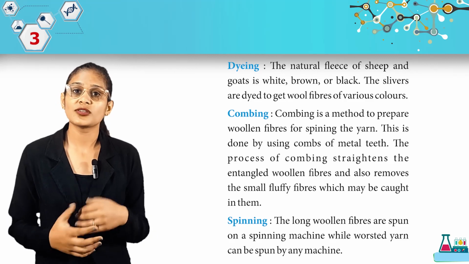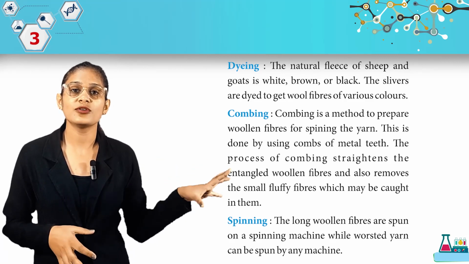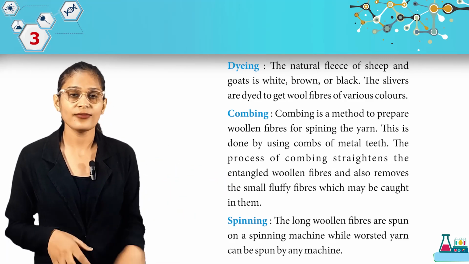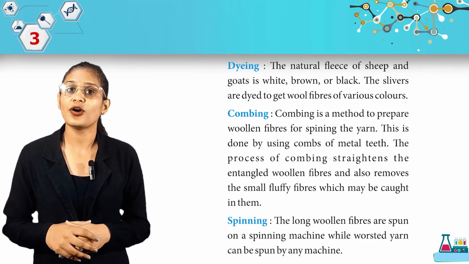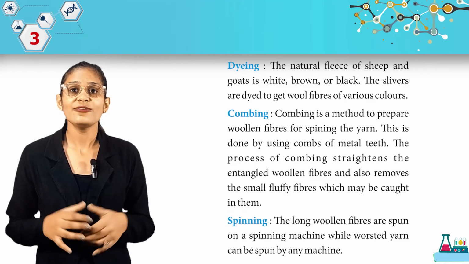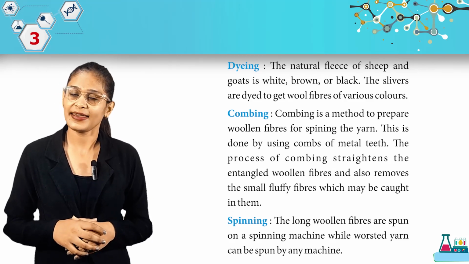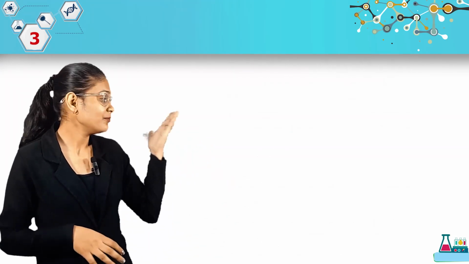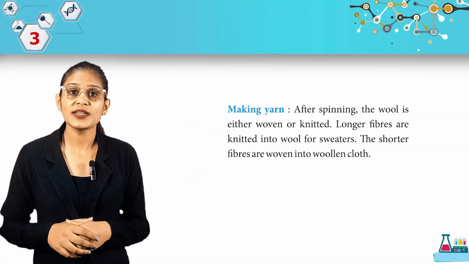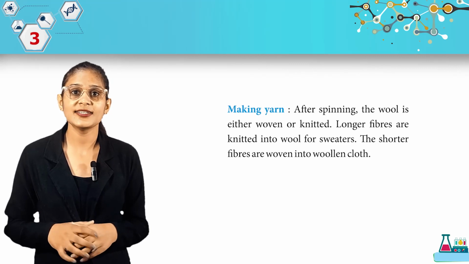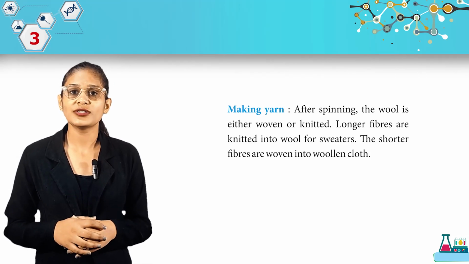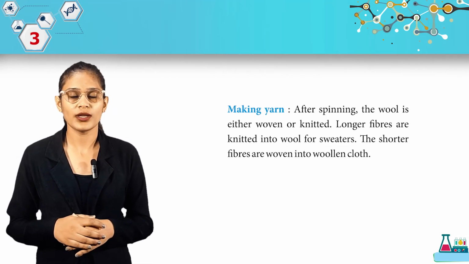The process of combing straightens the entangled woolen fibers and also removes the small fluffy fibers which may be caught in them. So students, combing is done so that the fibers can be straightened. Then we have spinning. The long woolen fibers are spun on a spinning machine while worsted yarn can be spun by any machine. Then we have making yarn. After spinning, the wool is either woven or knitted. Longer fibers are knitted into wool for sweaters. The shorter fibers are woven into woolen cloths.